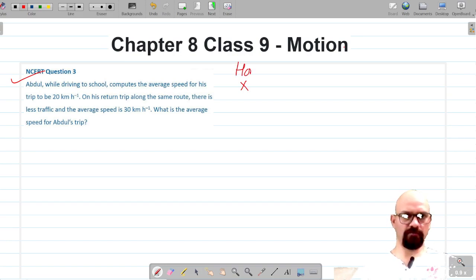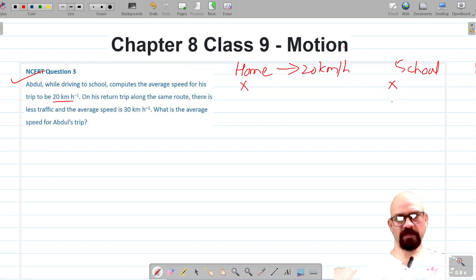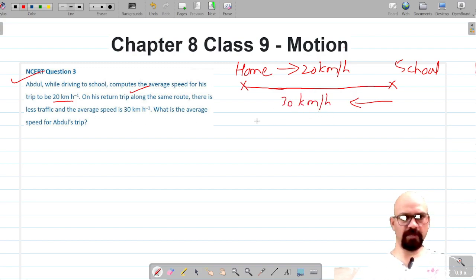So Abdul is moving from home to school. And when he drives from home to school, his average speed is 20 kilometer per hour. And on his return trip along the same route, the route is same. That means the distance is same. There is less traffic. Now the average speed increases, and it's 30 kilometer per hour. So we have to find out the average speed for Abdul's trip, that is from home to school and from school to home.